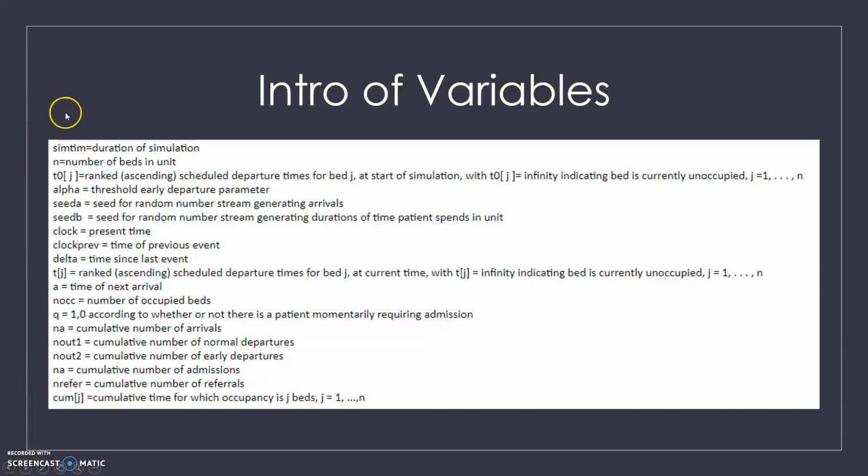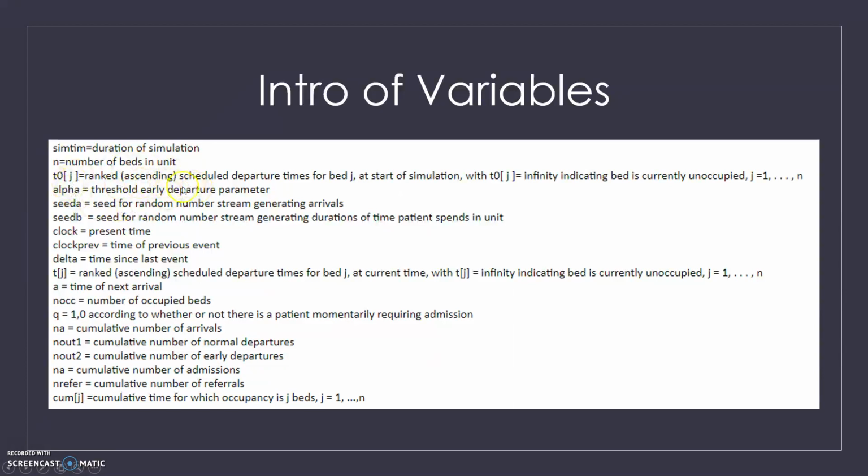As you can see, we have a lot of variables going on here. Quite a few of these, if you're using a function in MATLAB, you put at the beginning, and the rest are just used throughout the code. We have the duration of this simulation. As we talked about earlier, n is the number of beds in the hospital ward. These are the ranked scheduled departure times for the bed, and if this is infinity, that means the bed is currently unoccupied. Alpha is a threshold for the early departure.